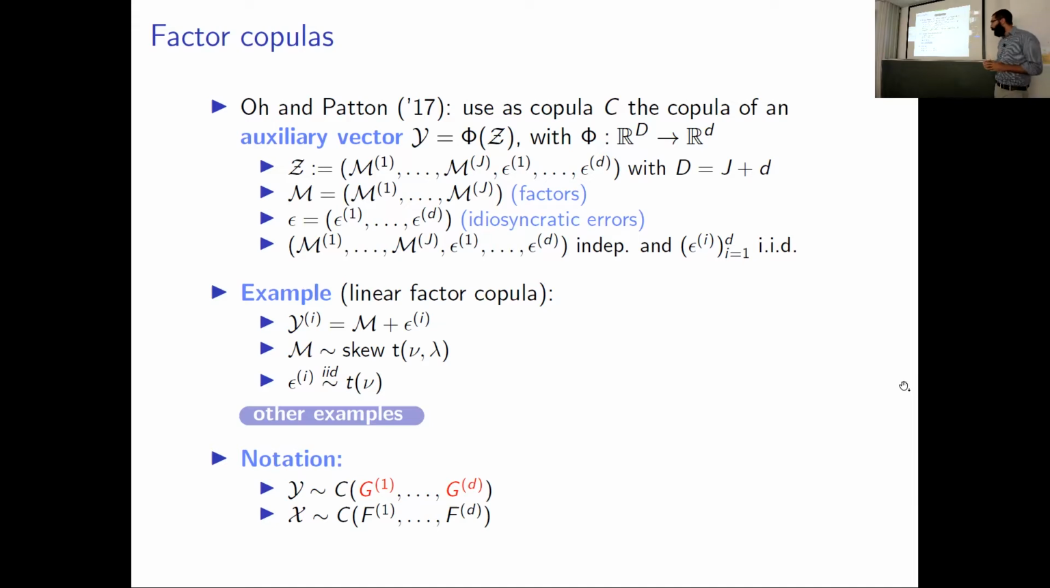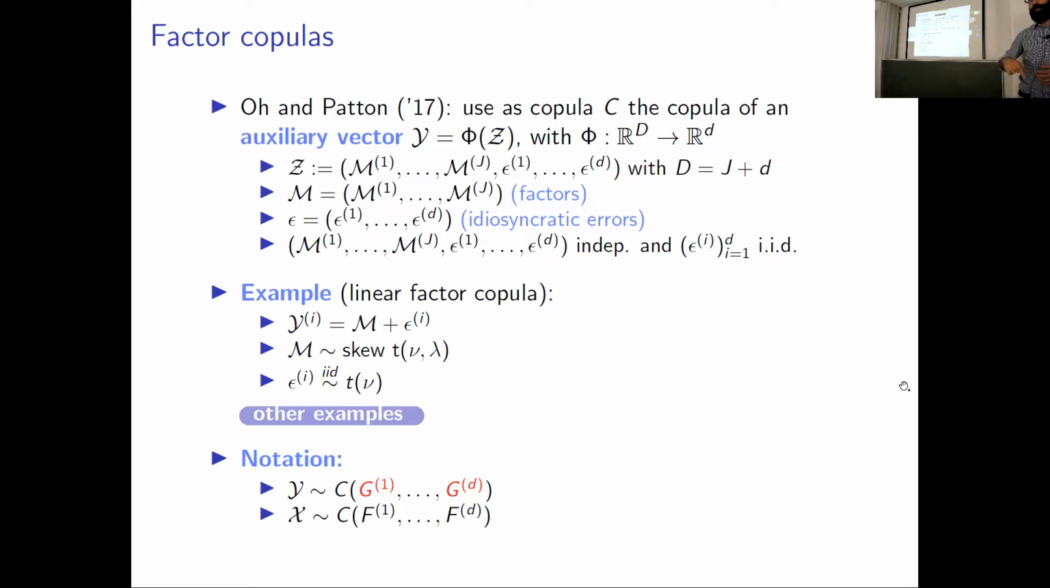And I will say that Y as a vector has a distribution that's given by a copula C with marginals G, where G is in red because I don't necessarily know G. But what I want to model is not Y, it's X. So I know the marginals of X, which are F1 to Fd. I know exactly how to define these marginals. I know how to play around with these guys, but I don't know how to play around with G's.